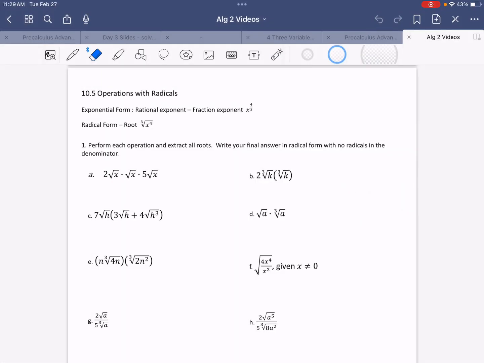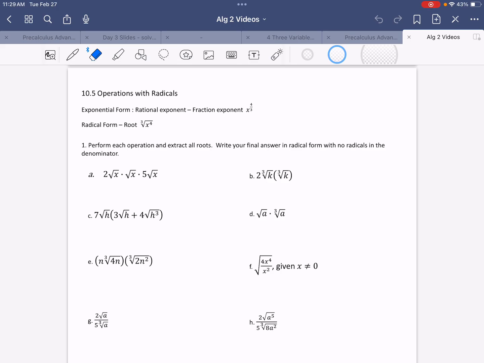Hi, it's Miss Molesbury here. Today this video is going to help with, we're still working with radicals, so all of our roots, but we're going to actually perform operations where we multiply them together, divide them, add and subtract them.